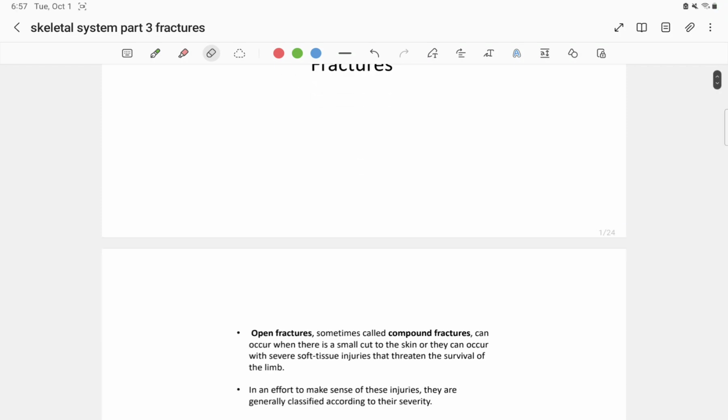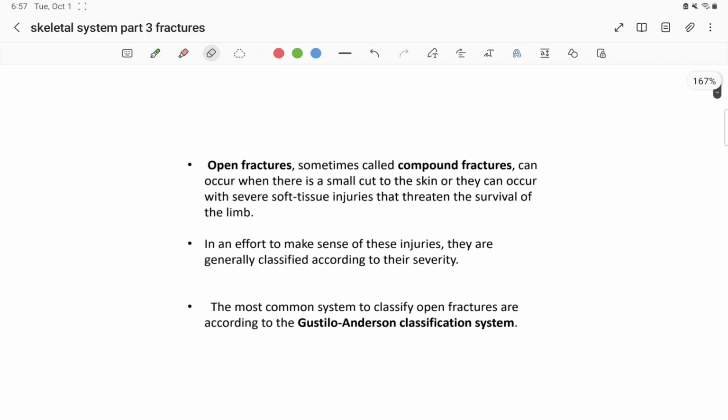We're going to look at fractures. Okay, for starters, the fracture is either going to be open, which means it breaks through the skin, or it is going to be closed. So there's either an open fracture or a closed fracture. Closed fracture means the skin was not broken. An open fracture is also known as a compound fracture.